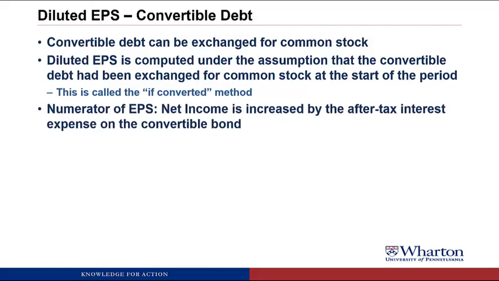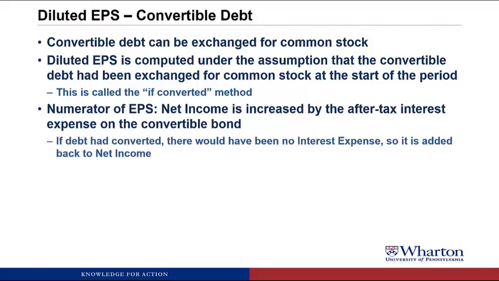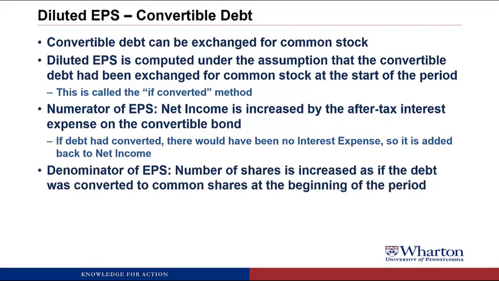So in the numerator of EPS, we're going to have to adjust net income by the after-tax interest expense in the convertible bond. If the debt had converted to stock, then there would have been no interest expense on the bond, and so we need to add it back to net income. And because net income is an after-tax number, we need to add back the after-tax interest expense. In the denominator of earnings per share, the number of shares is going to be increased by the number of new shares that would be out there if the debt had been converted to common shares at the beginning of the period.